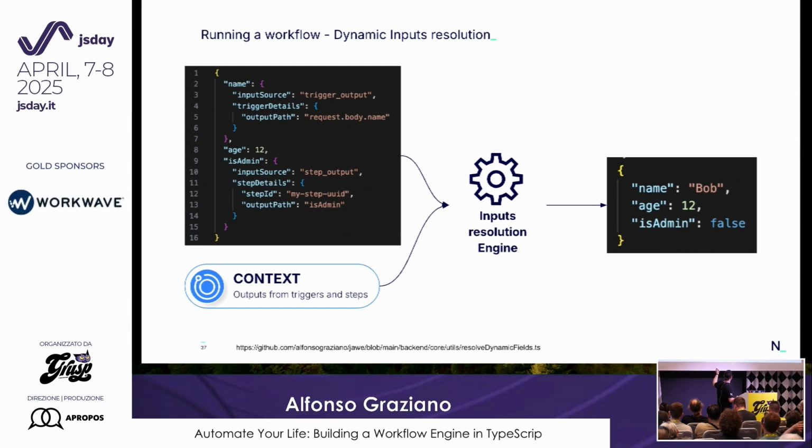What we do is basically we pass those two pieces of information: this descriptor and the entire context, which is the output from triggers and the other steps. We pass all this data as input to a function that does interpolation of these values and generates these values. These values are the real input for the plugin.